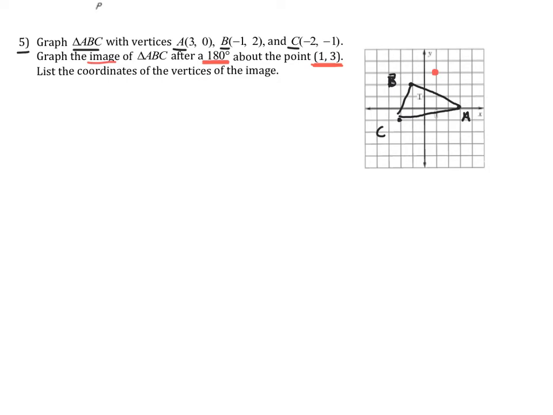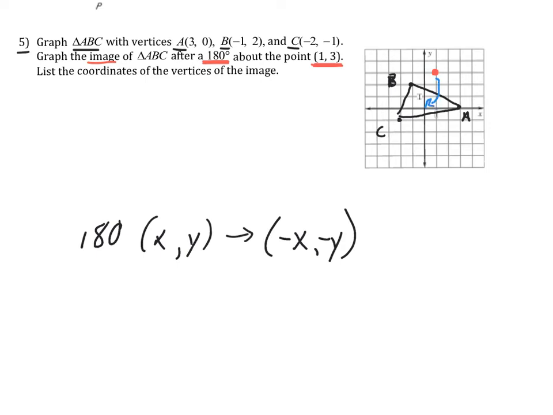Now, in order to perform this rotation using our rule, remember for 180 degrees, the rule was to take your coordinate and switch the signs. So negative x, negative y. But the problem is I can't use that rule unless this center right here is moved to the origin. So what I'm going to do first is take all my points A, B, and C, and move them so that this center is at the origin.